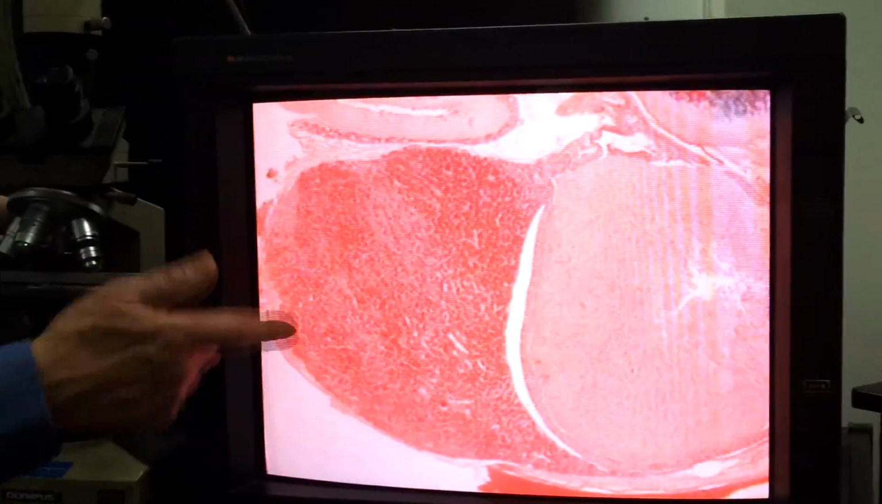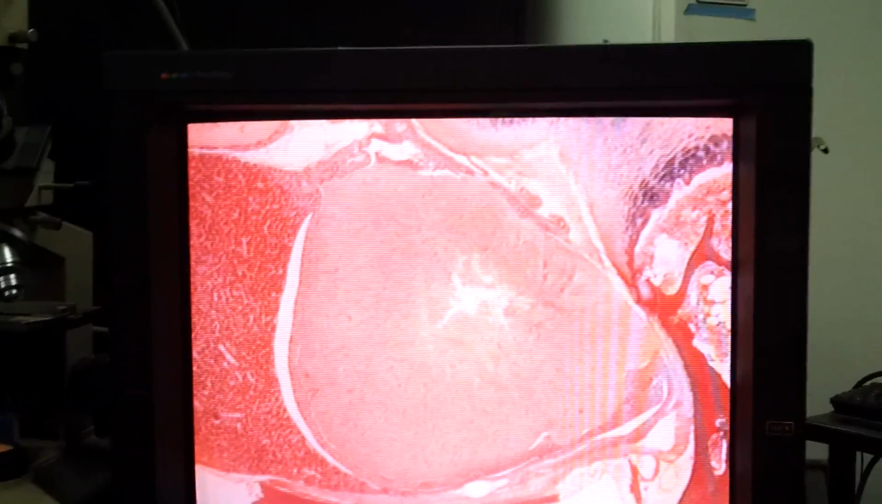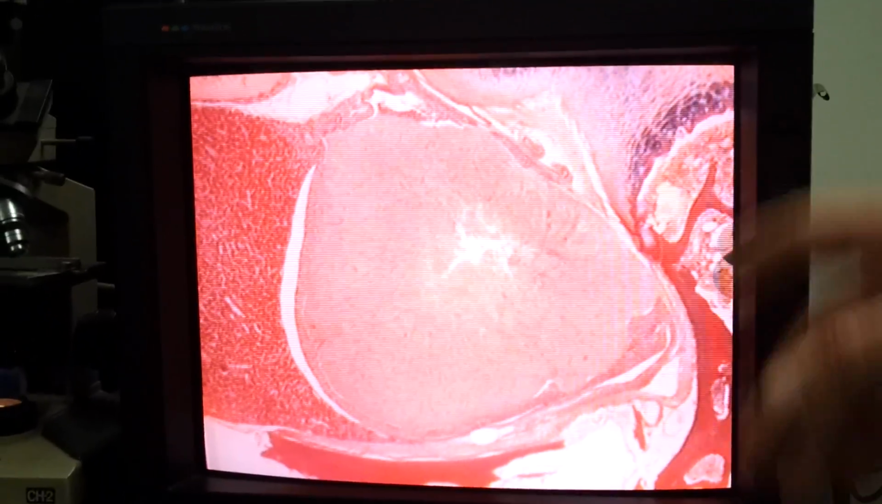And then, of course, the basophils are the gonadotropins or thyroid hormone, and ACTH is made by chromophobes. Those would be high power slides.